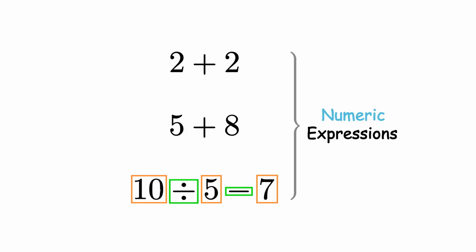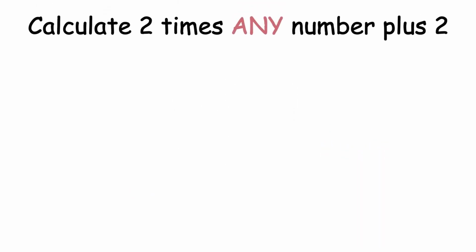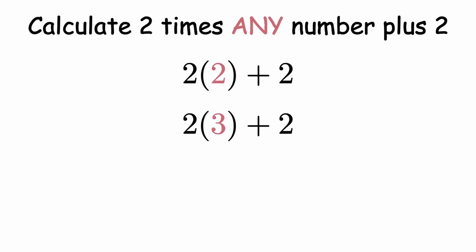Now let's say we wanted to spice things up. And this time, let's say we wanted to calculate 2 times any number plus 2. So to figure out what any number can be, we're trying to figure out all the possibilities. So we decide, okay, let's calculate what 2 times 2 plus 2 is, or 2 times 3 plus 2 is, or 2 times 4 plus 2 is. And as you see, you kind of get the gist. We're kind of going up the line of all the possible numbers that any number can be.